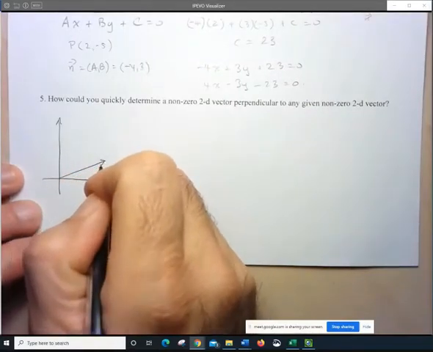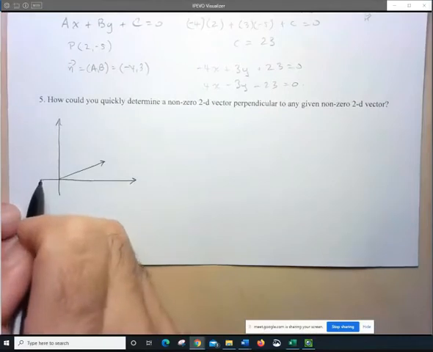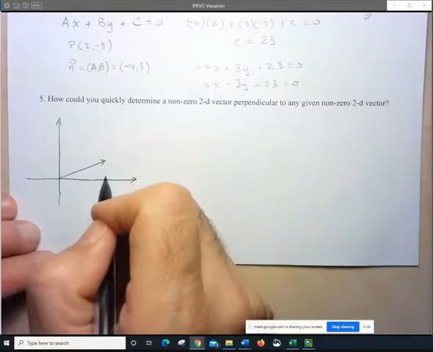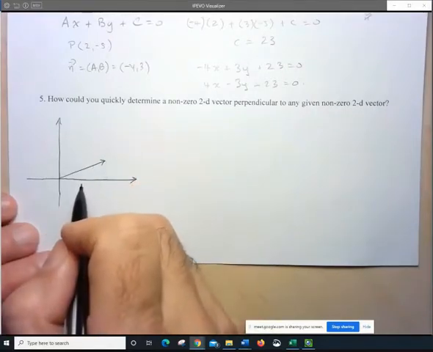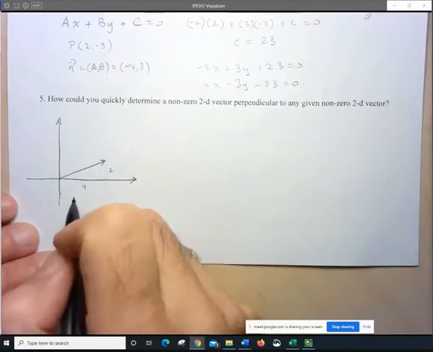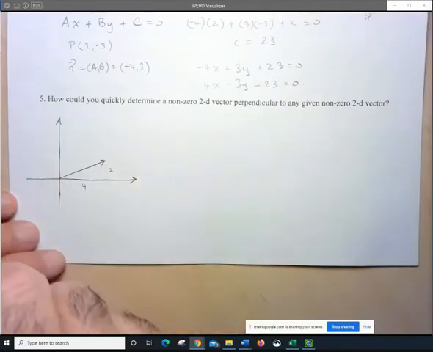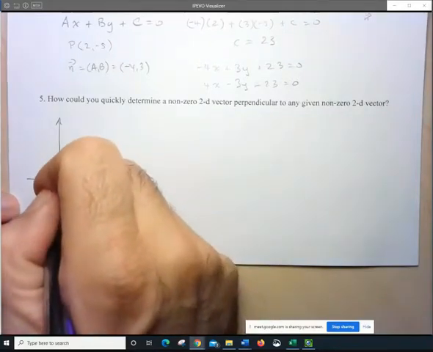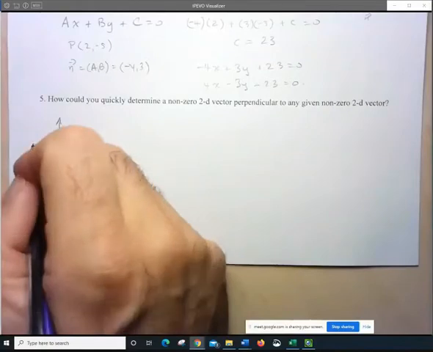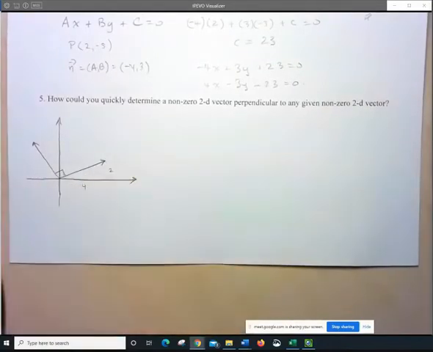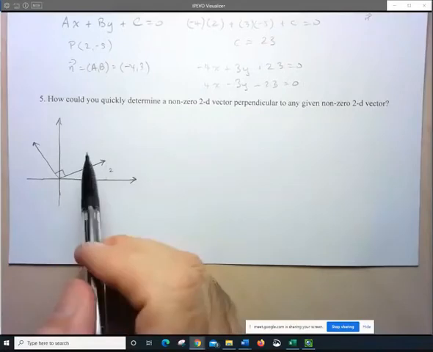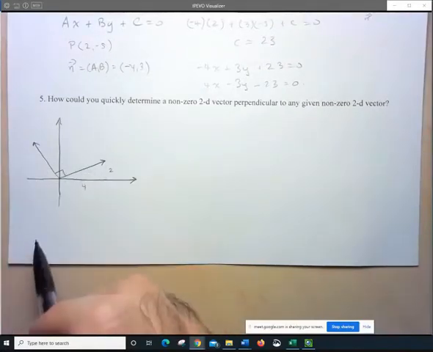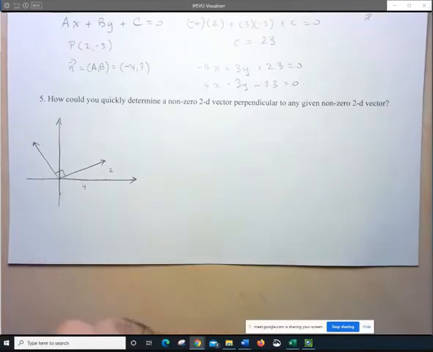So let's say I take this vector here. Actually, I just realized I should have given myself a little more room here. Let's take something specific. Let's say the vector is 4, 2. And what I want to do is create a perpendicular vector. Can you see visually what relationship there's going to be between these two vectors because of this 90-degree angle here?